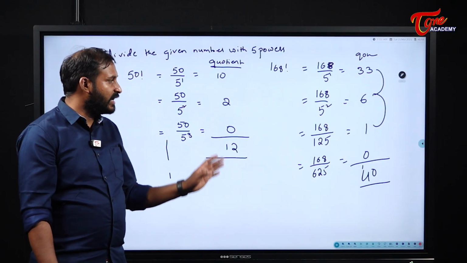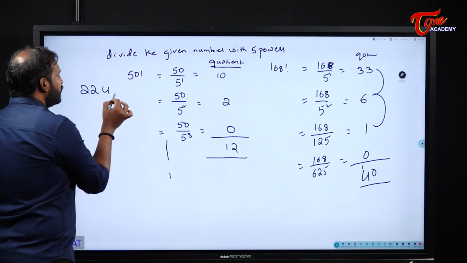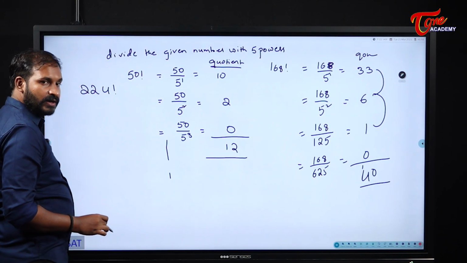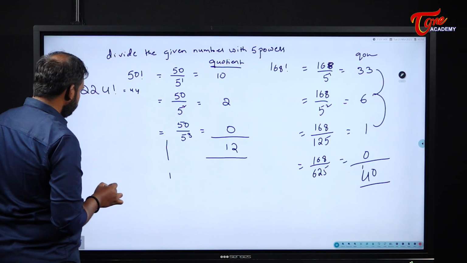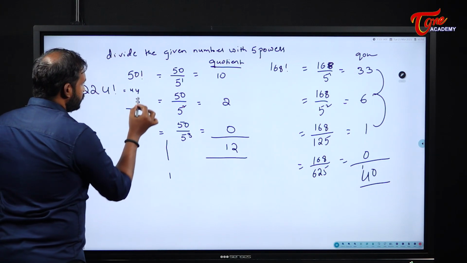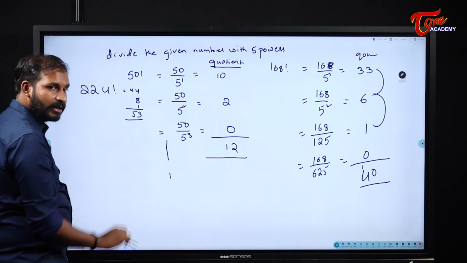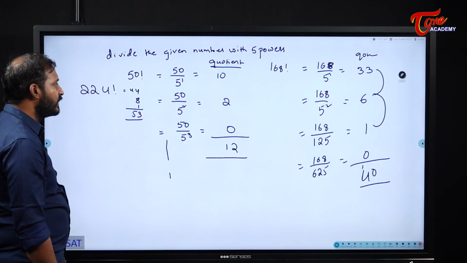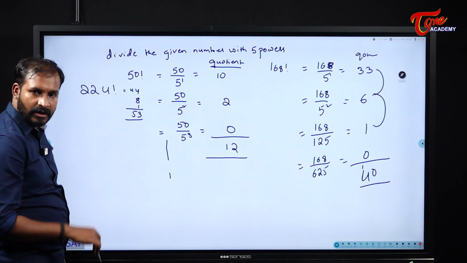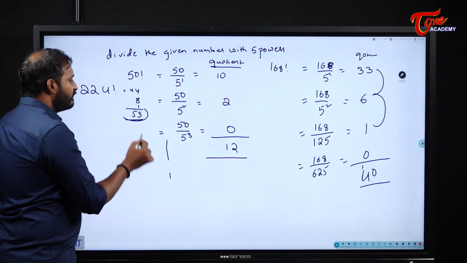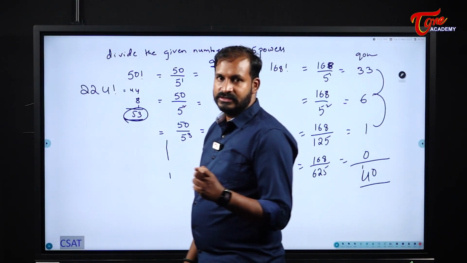Understood, students? In this manner, we will now take an example. Tell me how many zeros you will have in 224 factorial. Students, what you should get is 44 plus 8 plus 1. You should get 53 as the answer. Because 224 by 5 is 44, 224 by 25 is 8, 224 by 125 is 1, and after that all will become zeros. So, the answer will be 53 zeros.